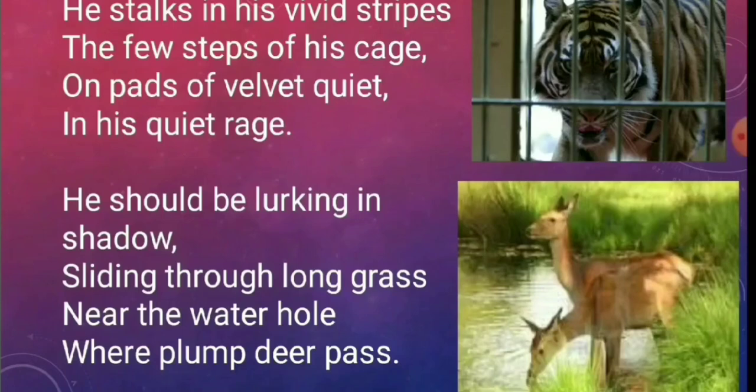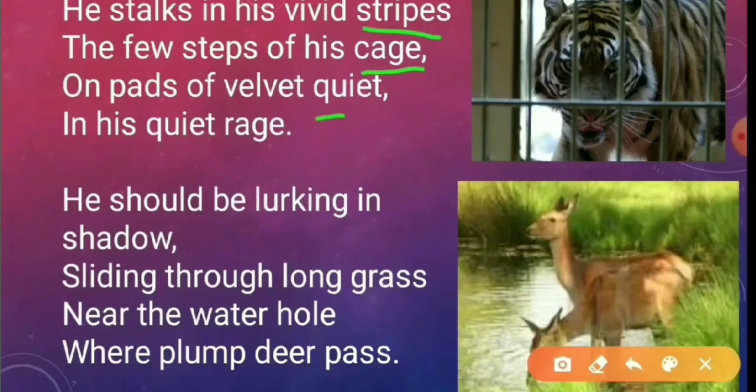Now we will see the poetic devices in the first stanza. First, we'll see the rhyme scheme. First line, last word, it is stripes. Next line, it is cage. Third line, it is quiet. Fourth line, it is rage. We can write stripes as A. Cage we can write B. Quiet again we can write C. And rage is the same as cage. We can write it as B. So the rhyme scheme of this stanza becomes A, B, C, B.